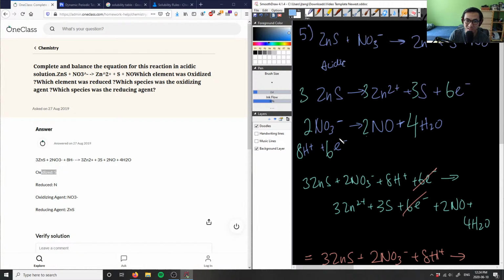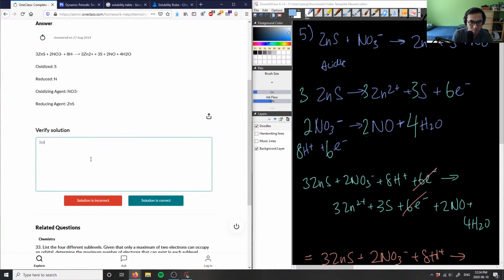2 NO3- plus 6 electrons, which is good, which means my oxidizing agent is going to be NO3-, and my reducing agent is going to be ZnS, which is correct as what they did here. Remember, the reducing agent is the one that's being oxidized, and the oxidizing agent is the one that's being reduced. So this solution here is correct.